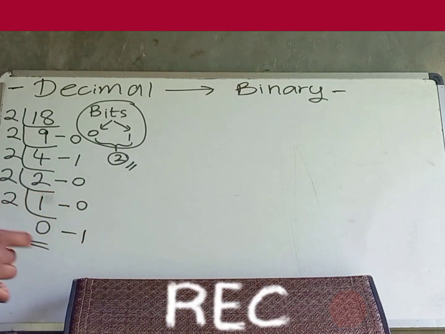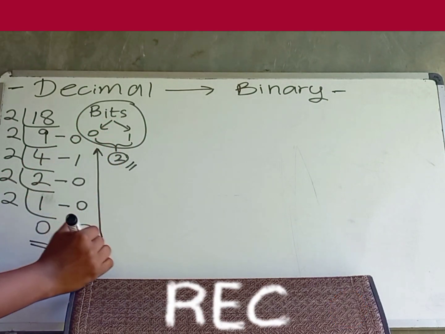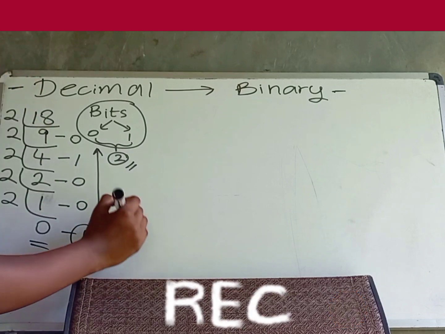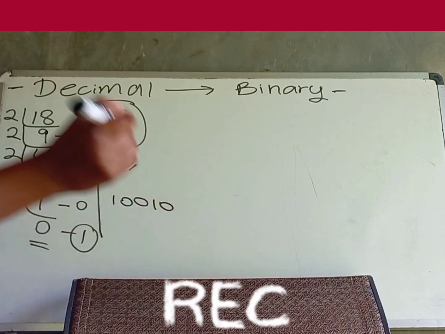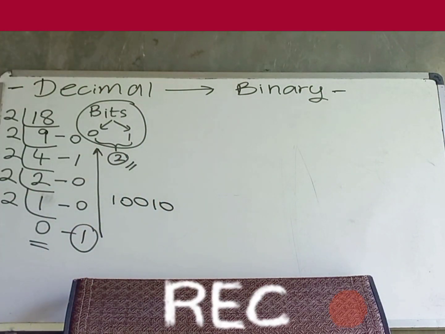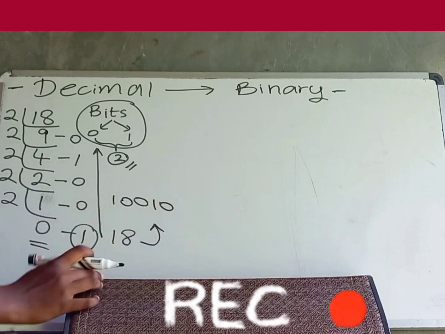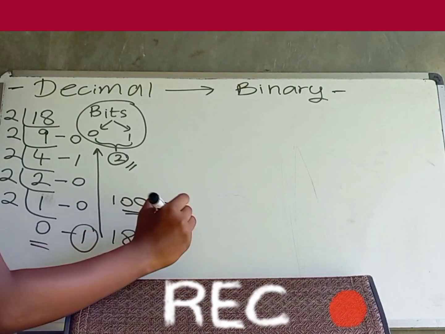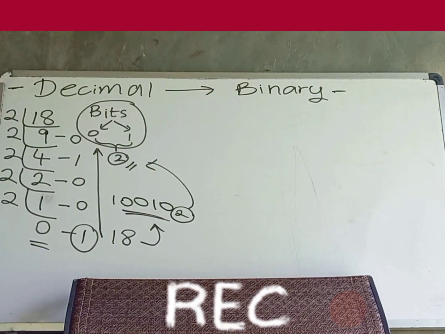Remainder 1. So, you have to go upwards because every binary number starts with 1. 1, 0, 0, 1, 0. So, when 18 is converted into binary, it's 1, 0, 0, 1, 0. You have to put the base as 2, like I told you earlier about bits.